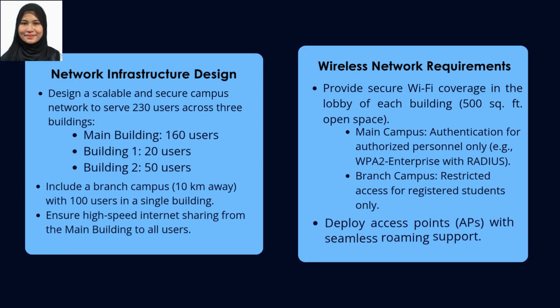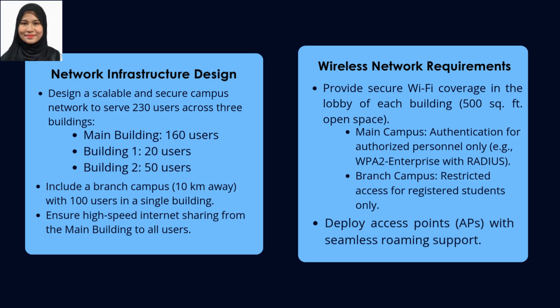The two components are network infrastructure design and wireless network requirement. Network infrastructure design is to design a scalable and secure campus network to serve 230 users across three buildings, which are the main building, building 1 and building 2. The main building has 160 users, building 1 has 20 users, while building 2 has 50 users. This includes a branch campus 10 km away with 100 users in a single building, to ensure high speed internet sharing from the main building to all users.